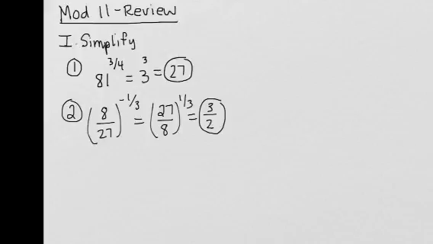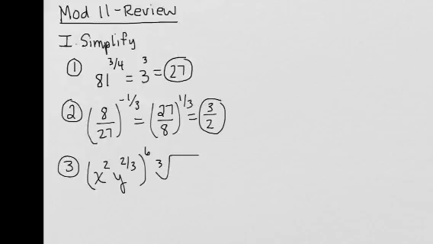What else? You have to simplify as much as you can. So I see x to the 2nd, y to the 2/3, raised to the 6th power, let's say, and then times the cube root of y to the 12th.